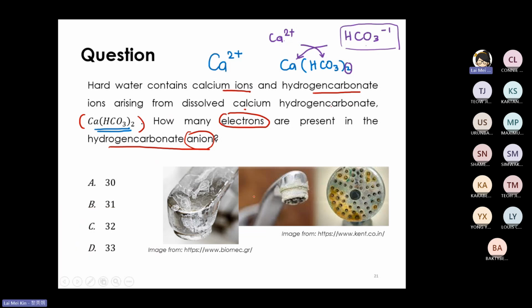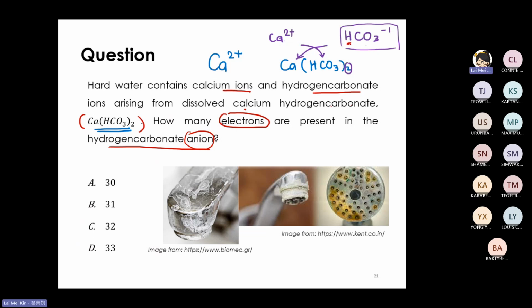Okay, how many got A? B, C, D. Okay, only a few got C. The rest who didn't answer, you cannot find it.